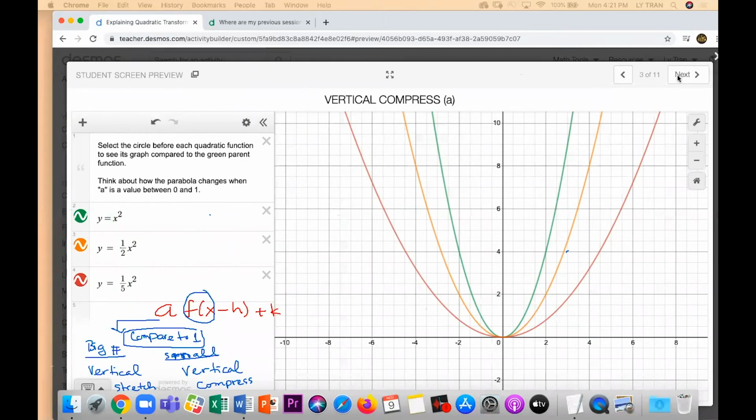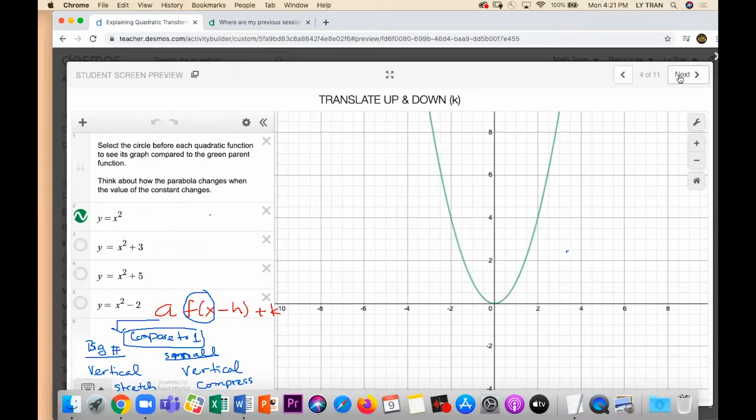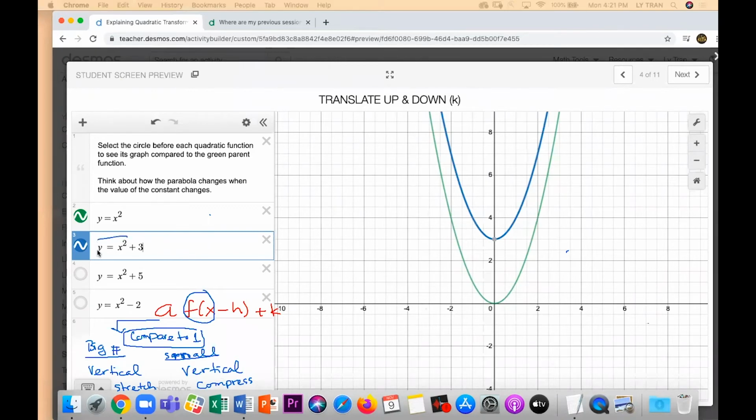So the next one we are about to do is this one right here, in which we talk about translates up and down. Again, the green one is the parent function. When x squared plus 3, knowing that I'm adding 3 to the entire function, where do we go? What happened to the graph? I'm adding 3 to the whole equation. I'm adding to the y-axis because the whole function represents y. So I'm gonna go 1, 2, 3 up, okay?